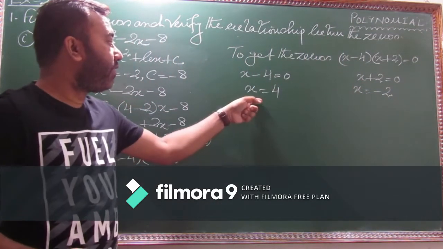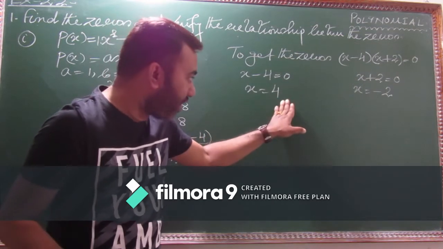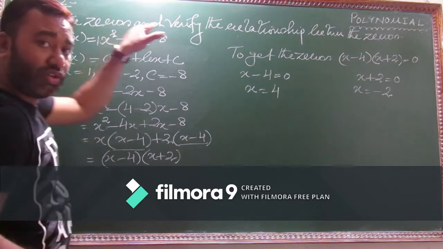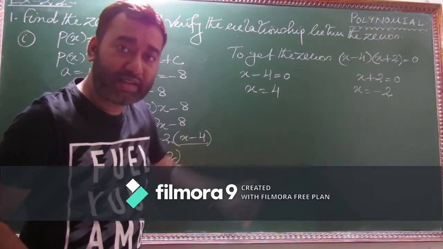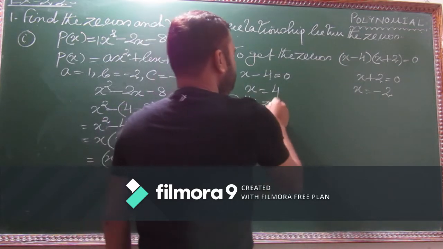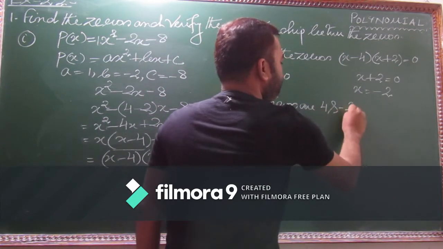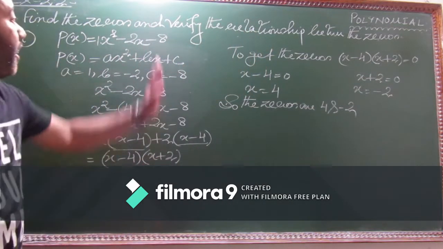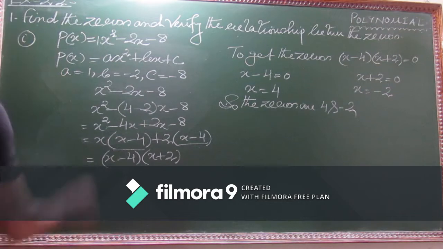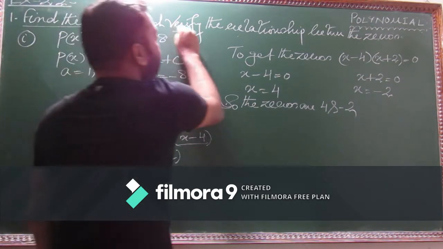Now x is equal to 4 and x is equal to minus 2. This is one zero, this is the other zero. They said to find the zeros, so we have already found the zeros. So what are the zeros? The zeros are 4 and minus 2. This part is done. If I have got 4 and minus 2, that means my work is done for this part. Still I have to do the other part.